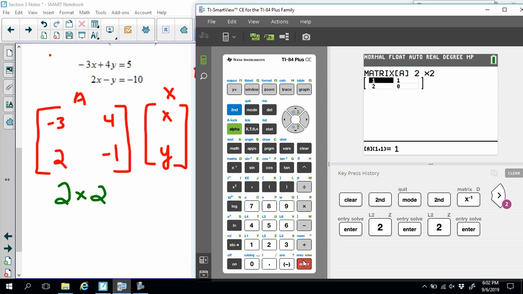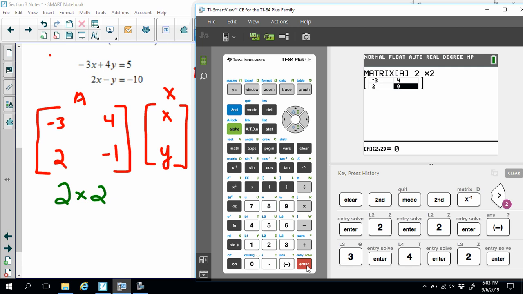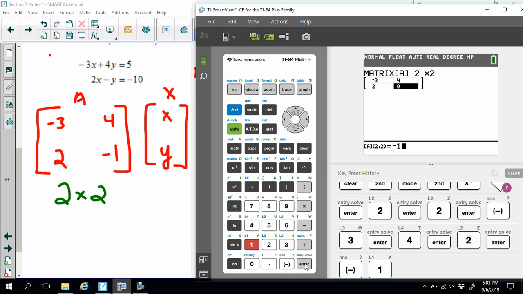Now we need to put in the values into our matrix here. So we're going to put in -3 first, because notice that that's the first box here. So we do -3, then we press enter. And so it's going to shift now to the right hand side. So now we put 4, enter, then 2, enter, and -1. So basically, I'm taking my A matrix, the numbers that are in it, and just putting it into the calculator.